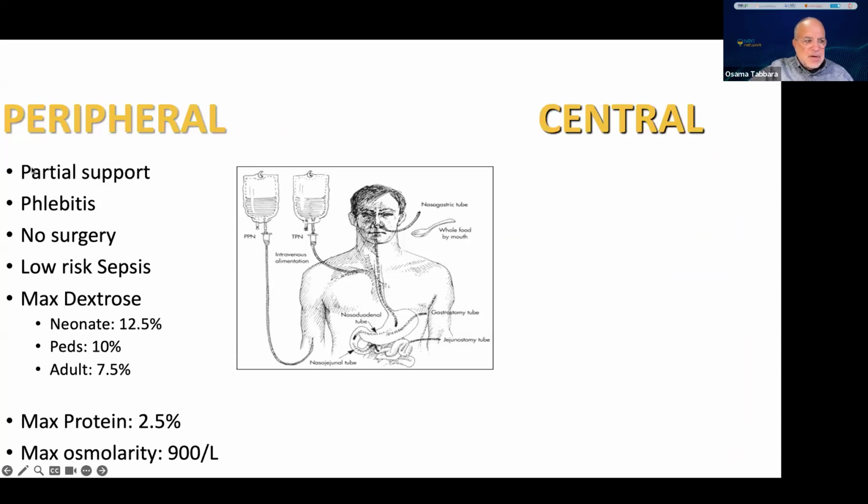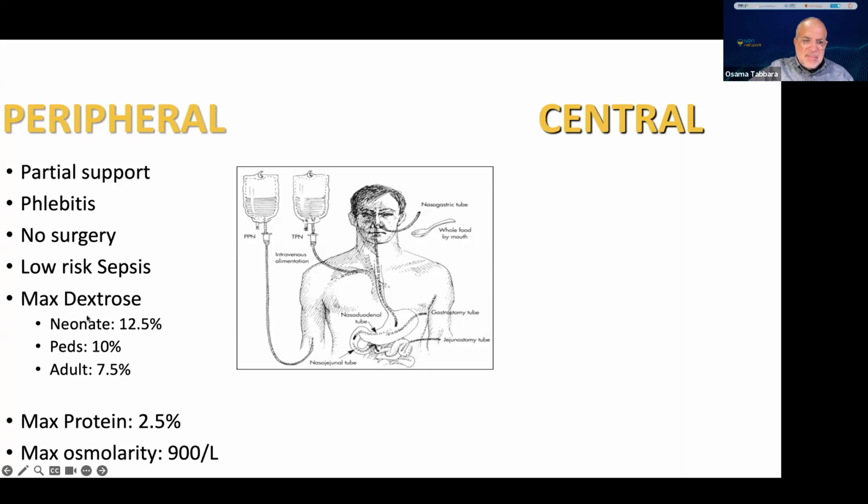So what's the difference between peripheral and central? The peripheral is a partial support. It's supplementary. It can never offer full nutrition support. It might lead to phlebitis, as I said, but the good thing is that we don't need to send the patient to surgery for insertion. It's much less intensive, and there is a much lower risk of sepsis than with a central line.